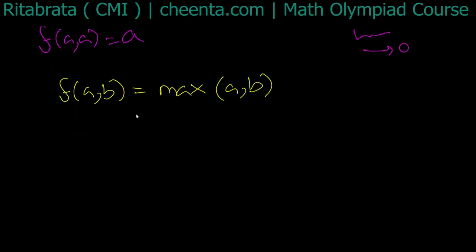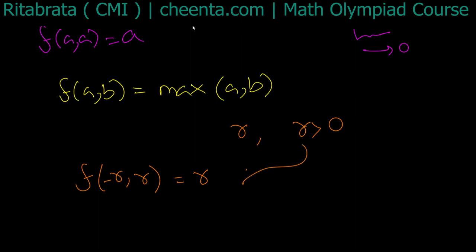Now we can easily tell that f is onto, because pick any real number r. If r is greater than 0, we can just take f of (minus r, r) to be the maximum of minus r and r, and that is r. Like for r greater than 0, I can take (minus r, r) to be its preimage.